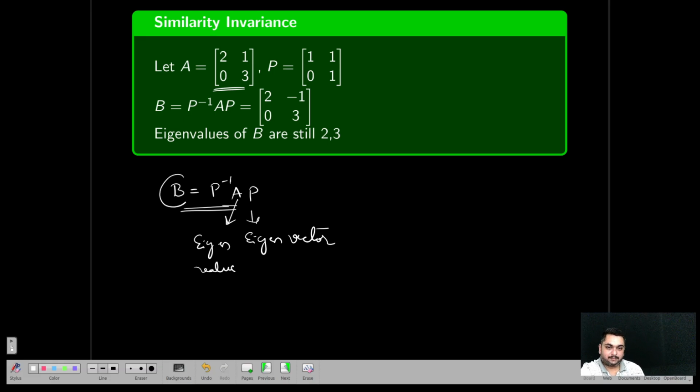So we will create a matrix B. This B matrix will have the same eigenvalues as matrix A. That is the meaning. When I explain diagonalization, I will come to it again. That is the concept here.